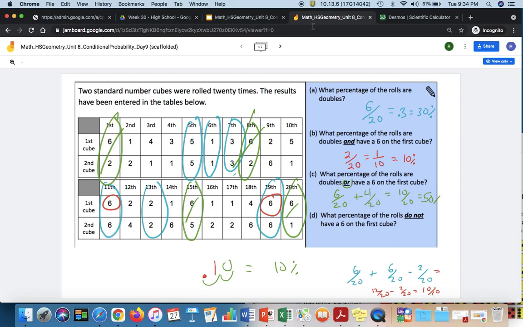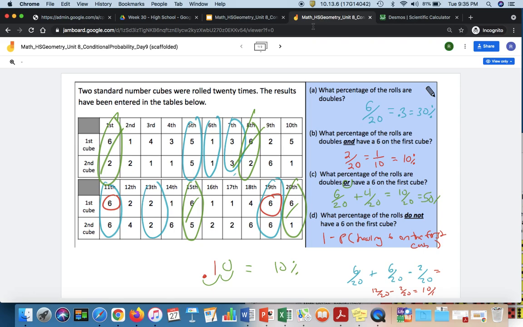For our last question, we are asked what percentage of the rows do not have a 6 on the first cube. So let's make this easy for us here. Let's change this question up to 100% minus the probability of having a 6 on the first cube. So the probability of having a 6 on the first cube, right?